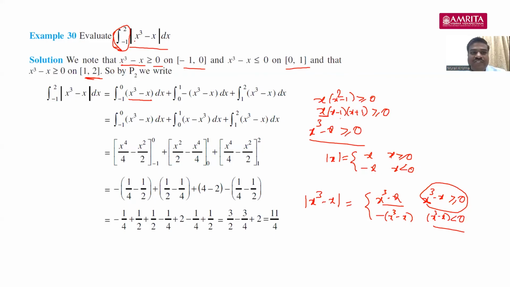After the clear definition of modulus, we write: once the inside term is positive, we write it as it is. If the inside term is negative, we write minus of that quantity. So x cube minus x is negative in 0 to 1, so for the 0 to 1 zone, our modulus function is the negative of that thing. For -1 to 0 it is positive, so we take it as it is. Again, from 1 to 2 it is positive, so x cube minus x, you can take as it is.